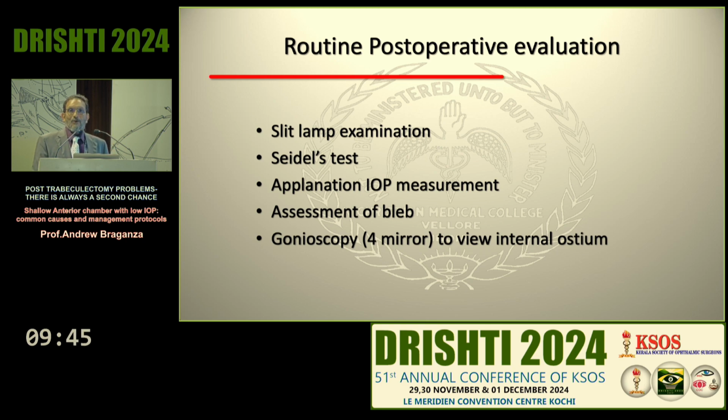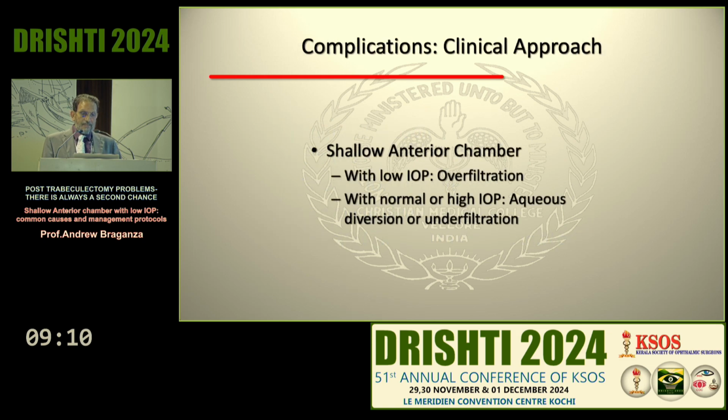So when we evaluate a patient after surgery, we do a routine post-operative evaluation, which I've actually listed here because it's not common for everybody to do all these things, but we try to do it. So you have to do a proper slit lamp examination. Torchlight will not do. You need to do a Seidel's test. You need to check pressure with applanation. And then of course you assess the bleb, and if necessary you can do, even on the first post-op day, a gentle gonioscopy if you need to have some information about what's happening inside.